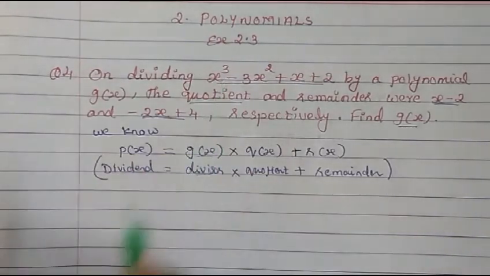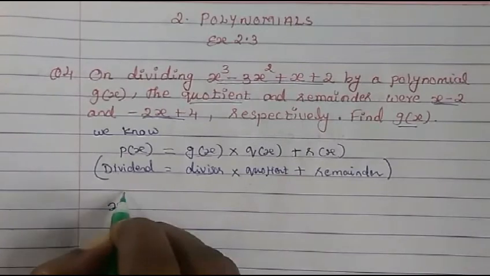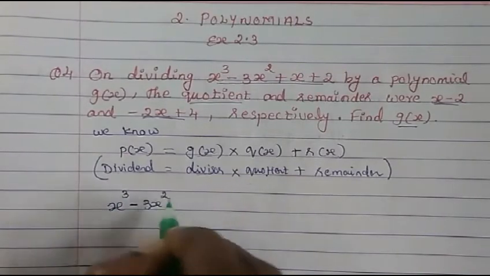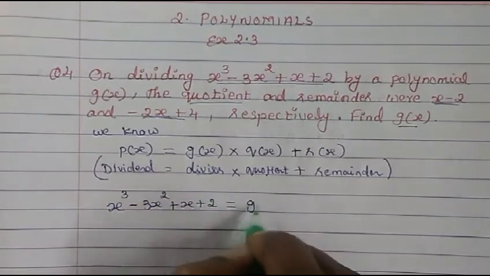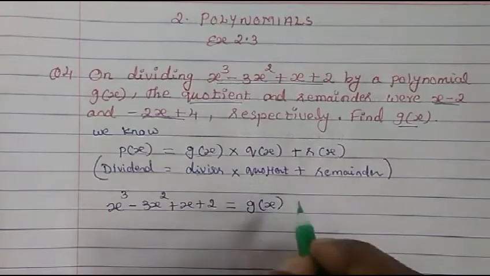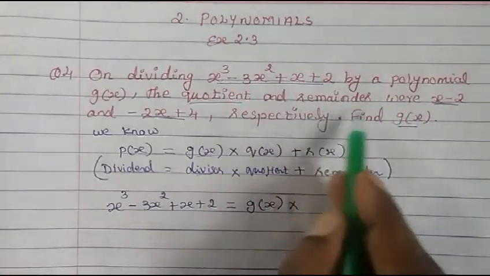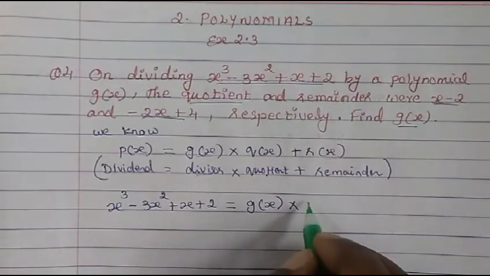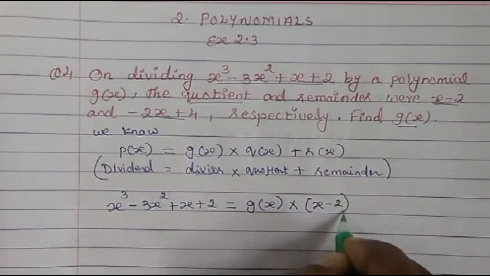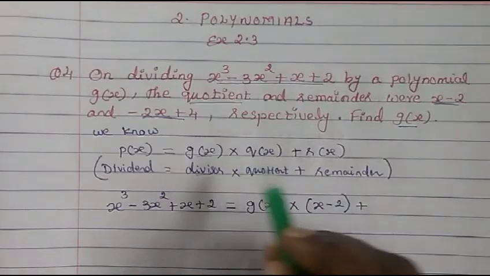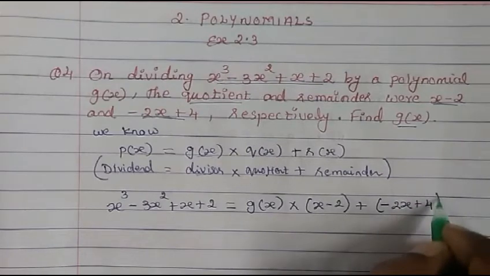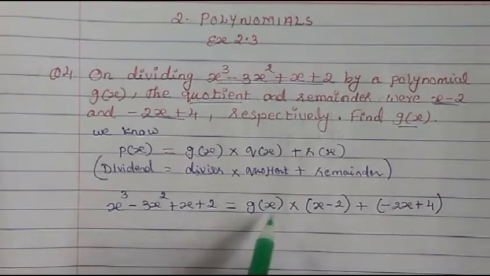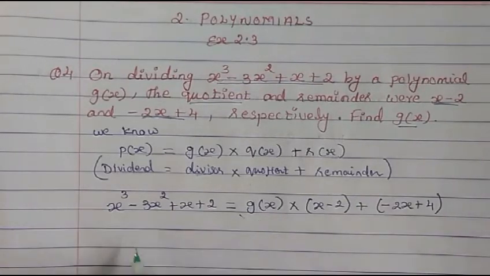So p of x is what? We know p of x is x cube minus 3x square plus x plus 2 equal to g of x, we don't know, so we keep it as it is. Now q of x is the quotient, that is x minus 2. Then plus remainder, which is minus 2x plus 4. So now we have all the values. The value that we have to find out is g of x. So we keep this on one side, rest we bring to the other side.